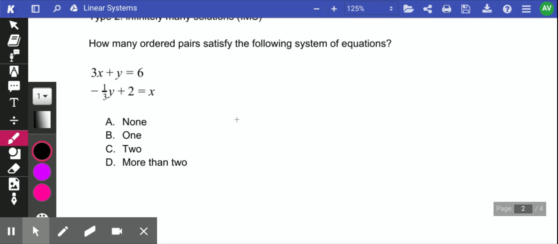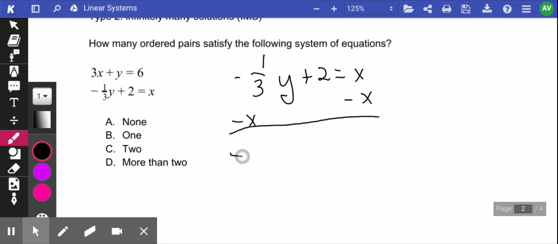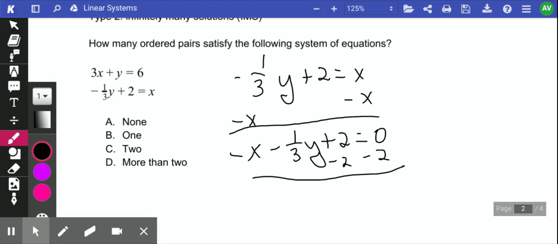So the second equation we need to do a little work with. Negative 1/3 y plus 2 equals x. I want to bring the x over to the other side, so I'm going to subtract it. That gives me negative x minus 1/3 y plus 2 equals 0. Remember, I want the number to be on the right side of the equation, so I'm going to do minus 2 to both sides. That gives me negative x minus 1/3 y equals negative 2.